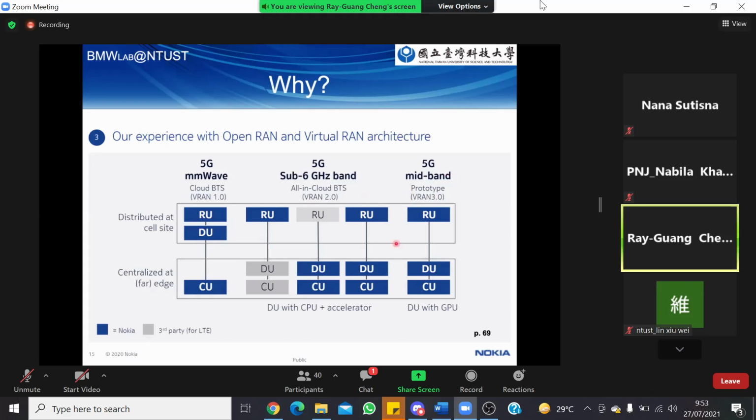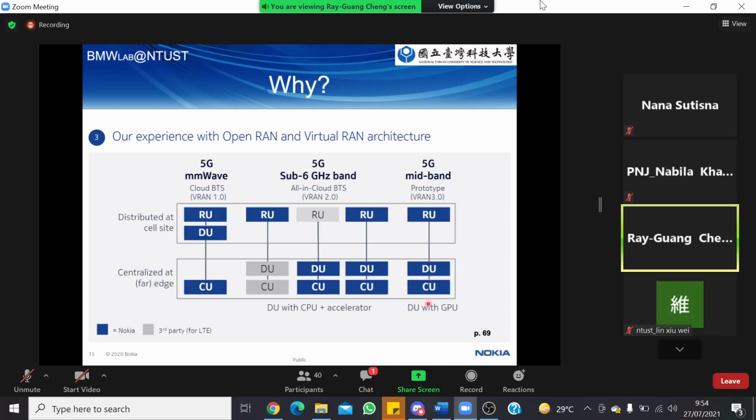For lower bandwidth, it's more possible because you are able to support the Fronthaul with a higher bandwidth, because the channel bandwidth for sub-6 or mid-band is smaller. But what they are doing is they try to use, in the DU, CPU plus some accelerator to implement the Cloud RAN architecture.